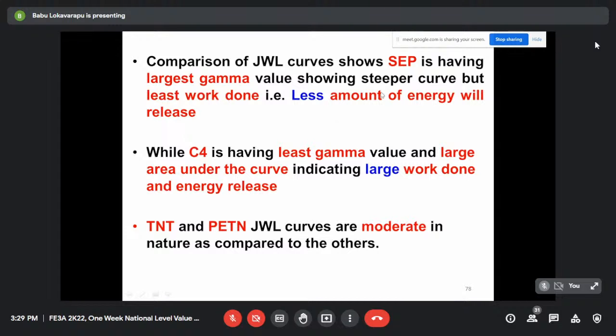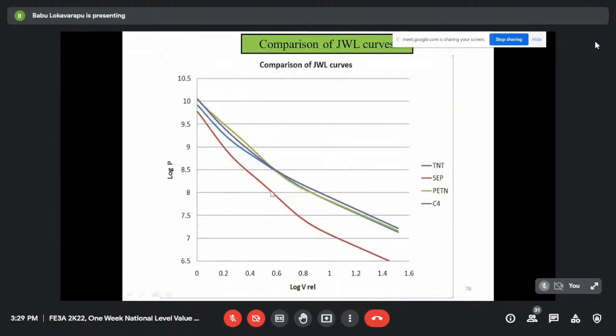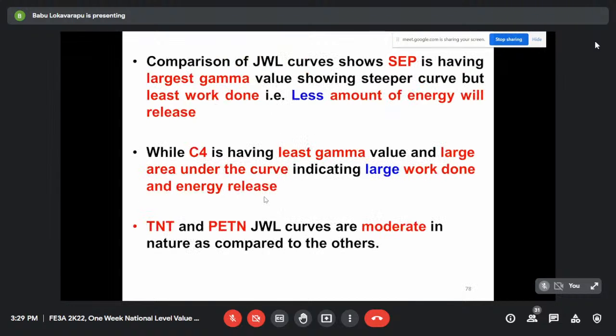Out of all these, you can see SEP, which has the largest gamma value, showing a steeper curve but the least work done. Less energy will be released. That is what I am talking about, this one, SEP. Remember, if the gamma is highest, the curve will be like this. But this shaded area is less compared to the others. That means it gives minimum work, and less energy will be released.